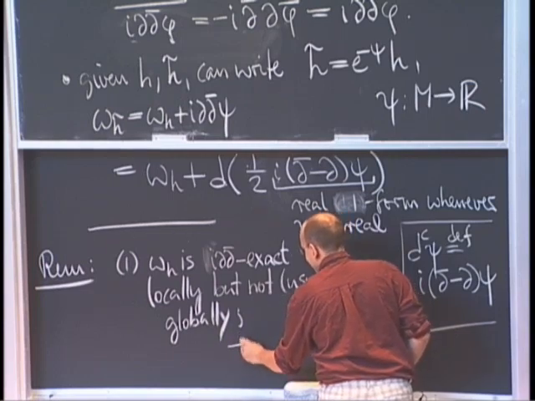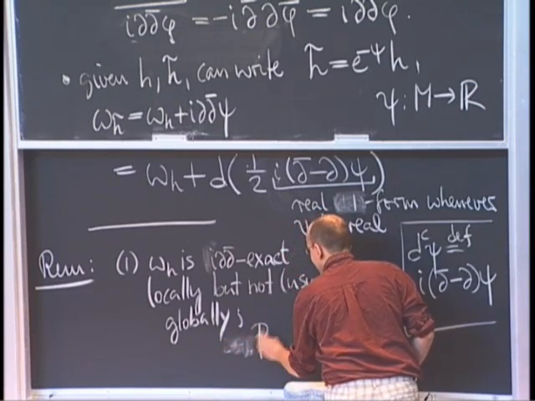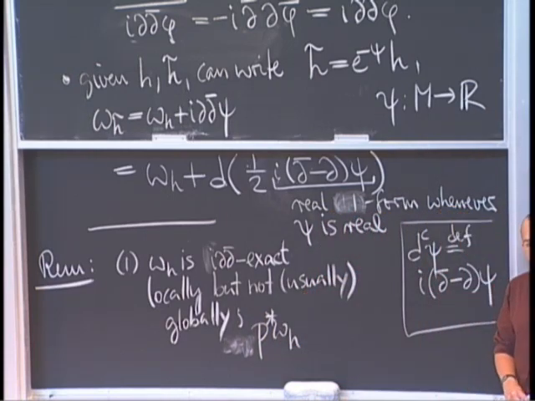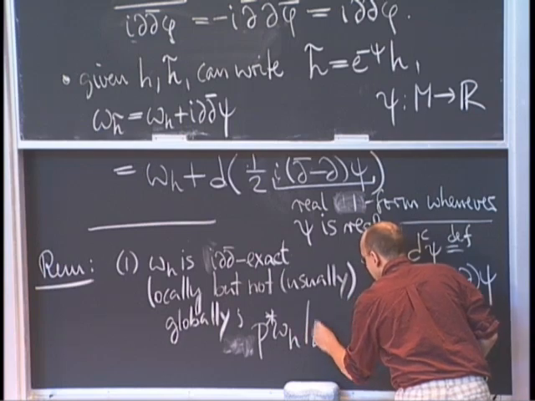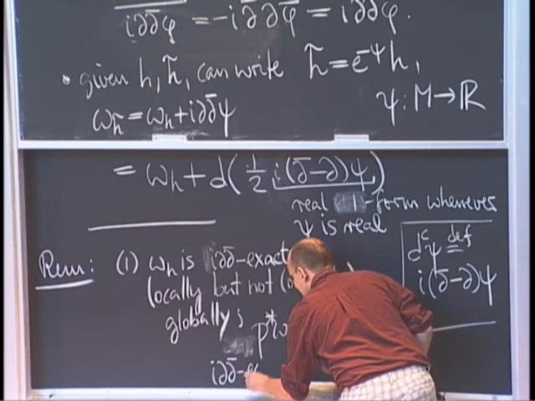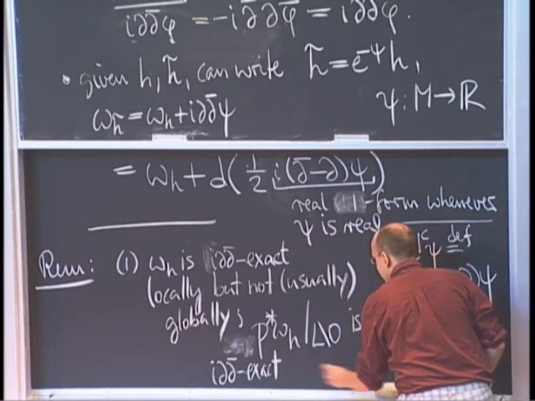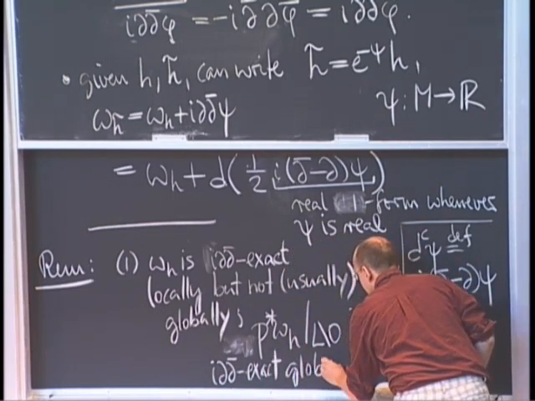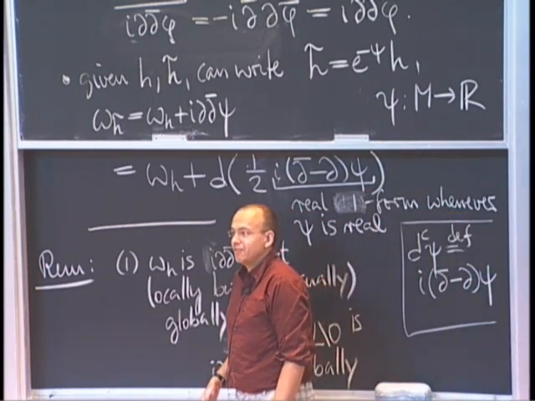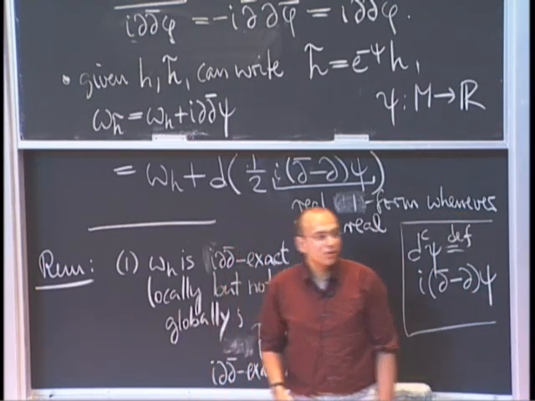But by contrast, if I pull it back under the bundle projection p star, from the base to the total space, and then restrict it to the complement of the zero section, it actually becomes i d d bar exact globally. So again, if you are familiar with characteristic classes and vector bundles, that's a typical phenomenon. I guess it's called transgression.